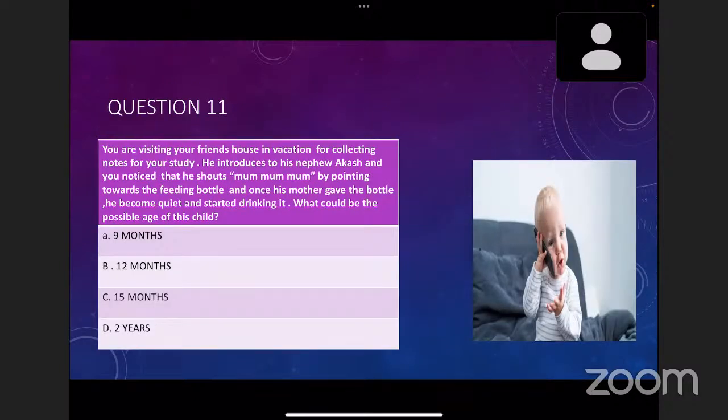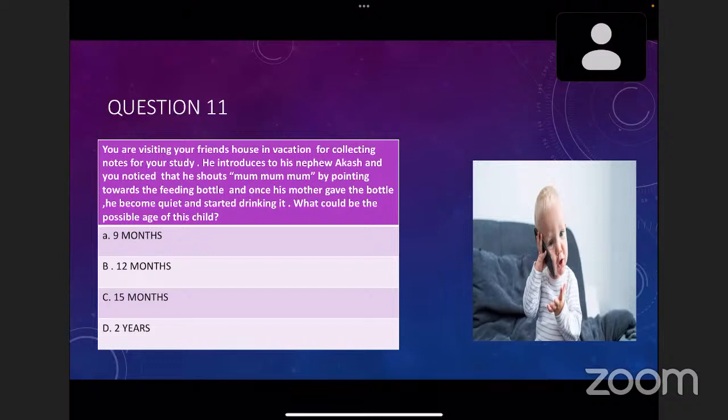Then this is a question. Now we're going for language and milestones. You are visiting your friend's house on vacation for collecting notes for your study. He introduces his nephew Akash, and you notice that he shouts "Mum, mum, mum" while pointing toward the feeding bottle. Once his mother gave the bottle, he became quiet and started drinking. What could be the possible age of this child?